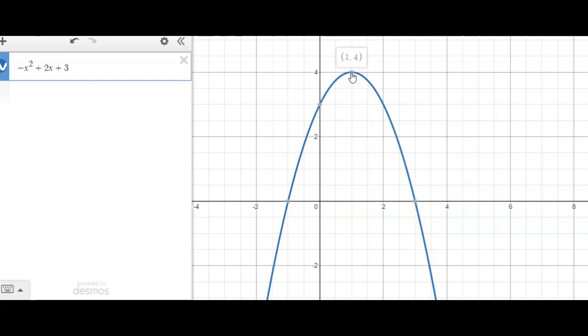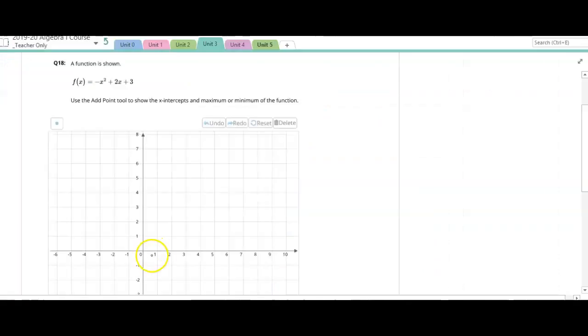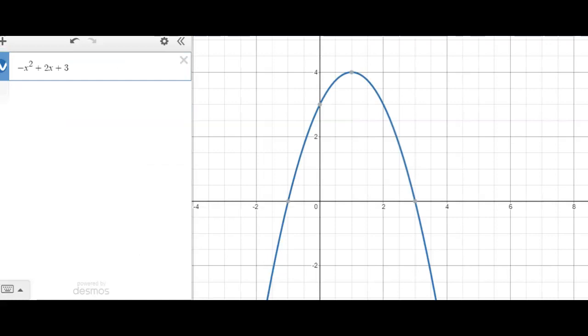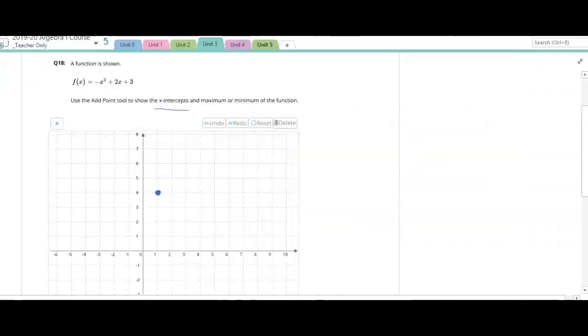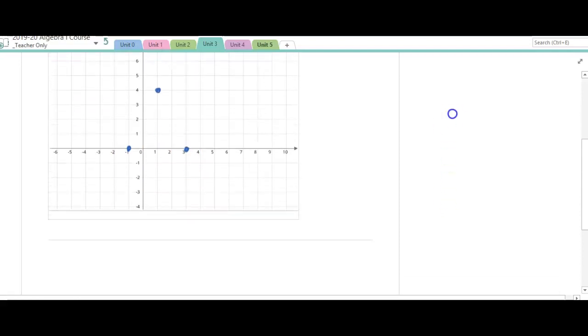That's the point 1, 4. So on my assignment, I need to put a point at 1, 4. That's the maximum. I also need the x-intercepts, where it crosses the x-axis. Well, it crosses at negative 1, 0 and 3, 0. So I need to add those to my graph. Negative 1, 0, 3, 0. And that's all I need to do for this problem.